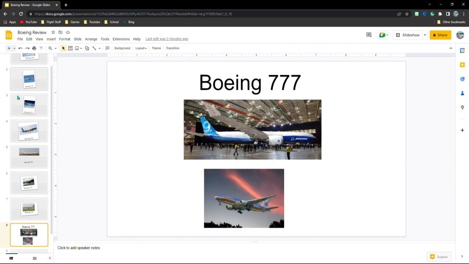Next is our Boeing 777. We have the Boeing 777-900ER right in front of us. It's still in test flight with Boeing. And on the bottom there, we got the old American livery with the 777-300.